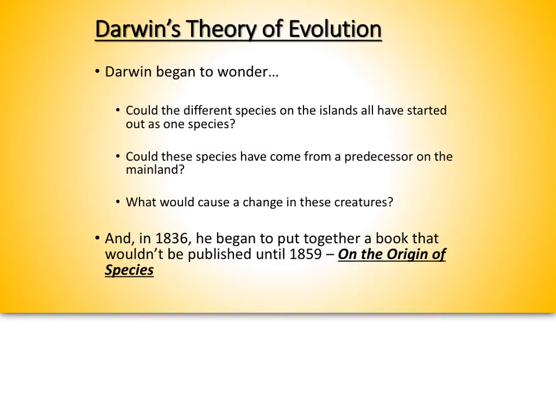And so when he returned to England in 1836, he started to write a book. And talk about a long process. It took him over 20 years to get this book totally ironed out. But in 1859, he finally published his book, which is technically called On the Origin of Species by Means of Natural Selection. But a lot of times people just shorten it to On the Origin of Species.